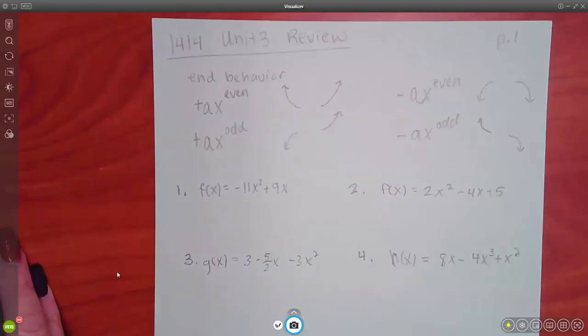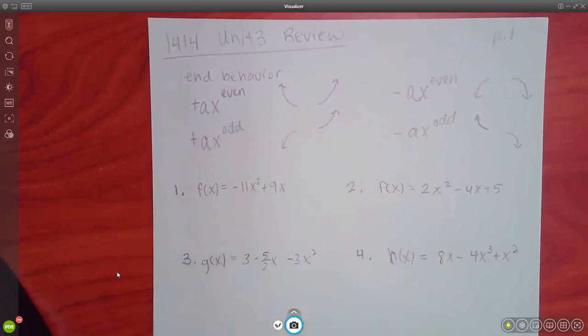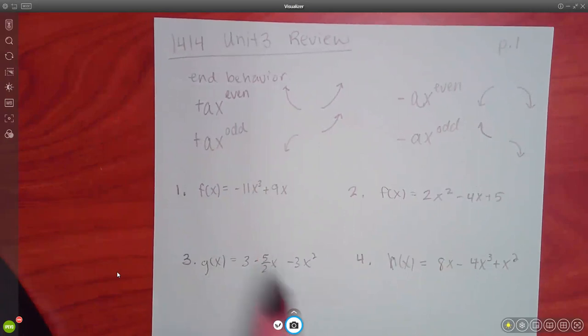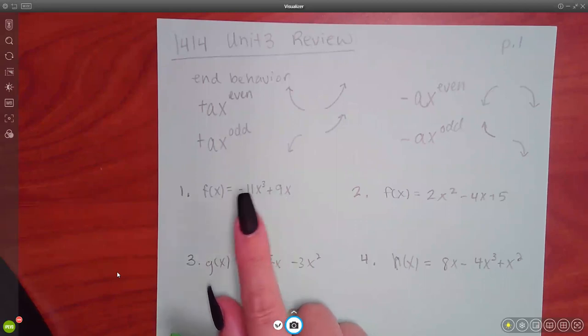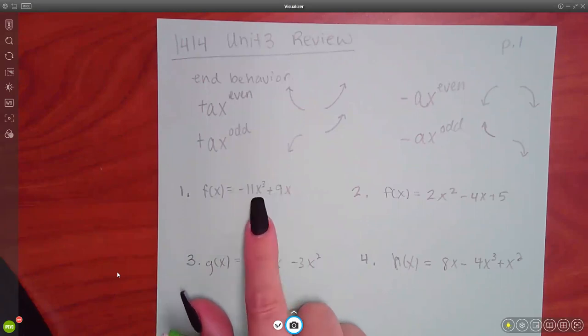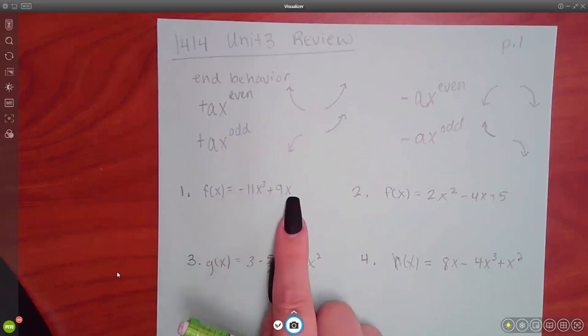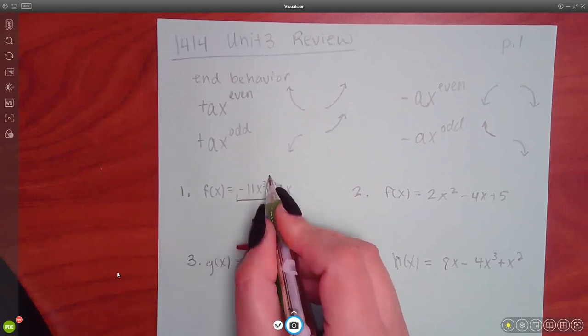For these four problems, they're all asking you about the end behavior. And all we're looking at is one term to decide which end behavior it has. But which term is the one we're supposed to be looking at? Because here there's two of them. I need to focus on this term, but why this one? Because this is the term with the higher exponent. It has to be in descending order and you have to pick the front term. So this is in descending order, so I'm looking at this term only.